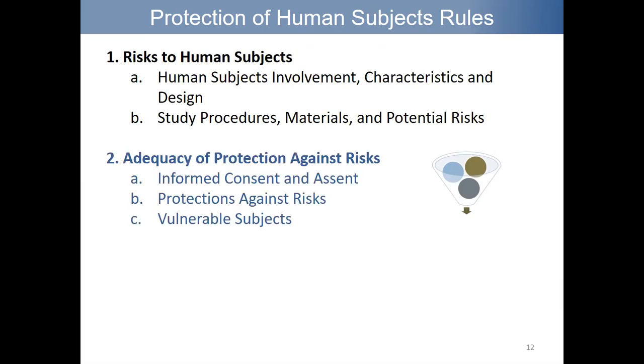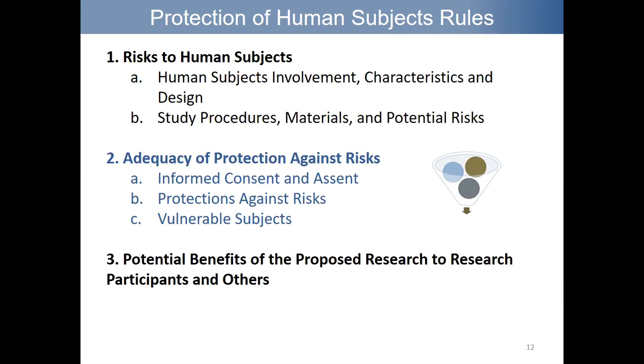Section 2 is adequacy of protection against those risks. So this includes a description of how you are going to obtain informed consent and/or assent. You do not have to include the consent forms, but if you have blank consent forms, you may include them as appendix material in your application. You need to talk about protections against the risks that you have mentioned in the previous section. And then there's a special caveat for vulnerable subjects. So if you are recruiting pregnant women, neonates, incarcerated individuals, you should have extra protections in place, and this is a special section for you to be able to discuss that.